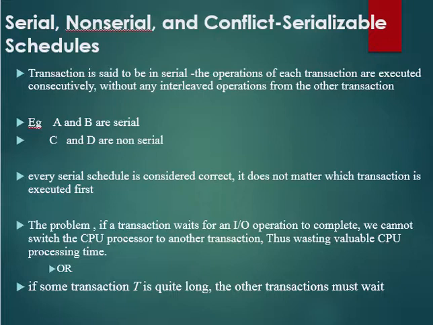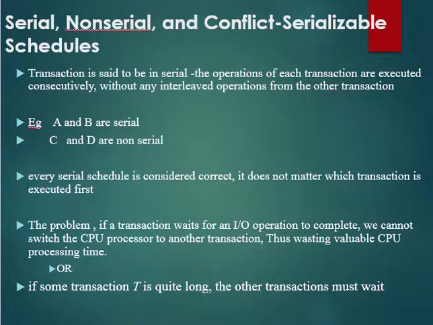We are going to look more into that. But before that, serial, non-serial and conflict serializable schedules. A schedule is said to be serial if the operations of each transaction are executed consecutively without any interleaved operations. So A and B are serial, and C and D are non-serial. Every serial schedule is considered correct. It does not matter which transaction is executed first.